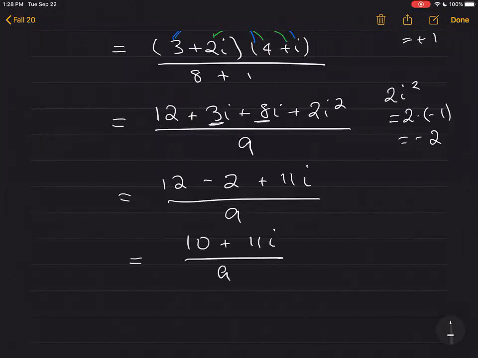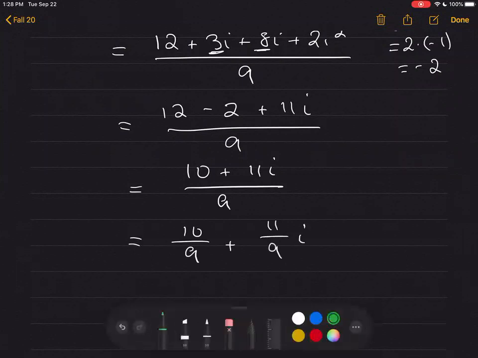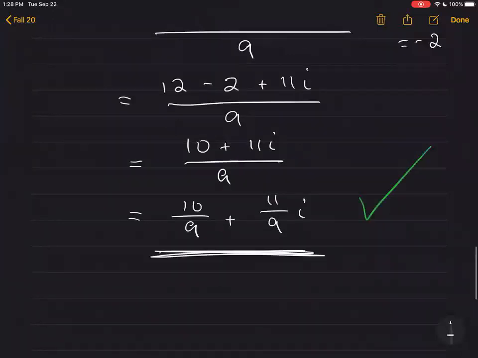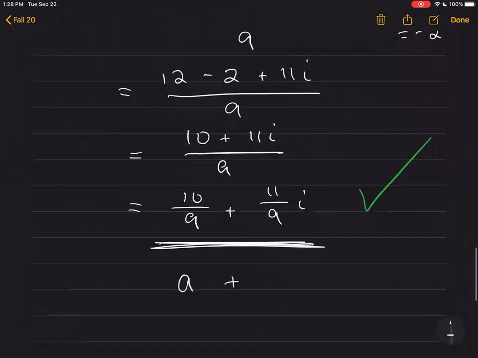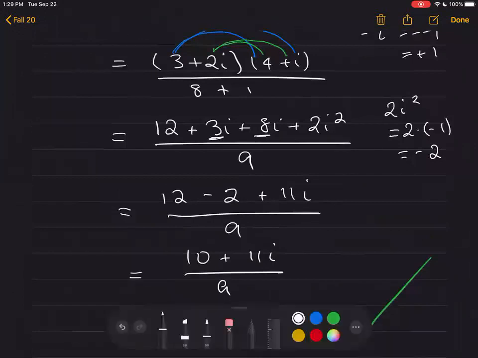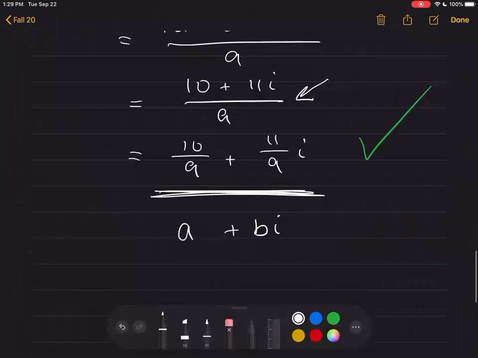What I'm going to do is split this fraction up. I'm going to do 10 over 17 plus 11 over 17 i. And so this is a complete answer for the division. Whenever you want to simplify a complex number, you really want to get it in this a plus bi form, right? Because we could have in theory just left it the other way, but complex numbers are much easier to deal with if they are in this form right here.